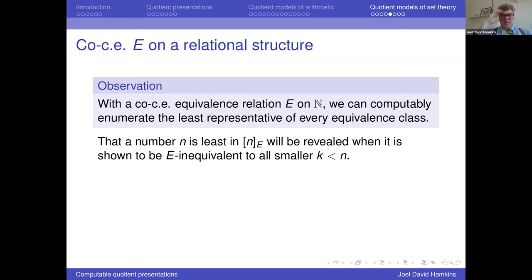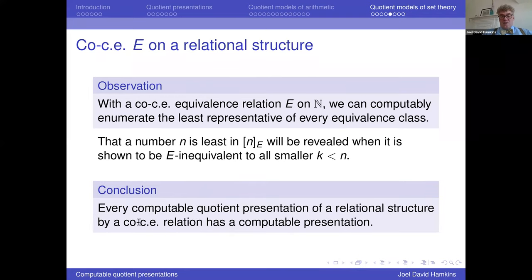So when you have a co-CE equivalence relation, you can enumerate the set of minimal representatives from each class. So in a purely relational language, it means that you can reduce to a computable presentation because you can pick. If you have a computable quotient presentation by a co-CE relation, then you can build a computable presentation by using those minimal representatives.